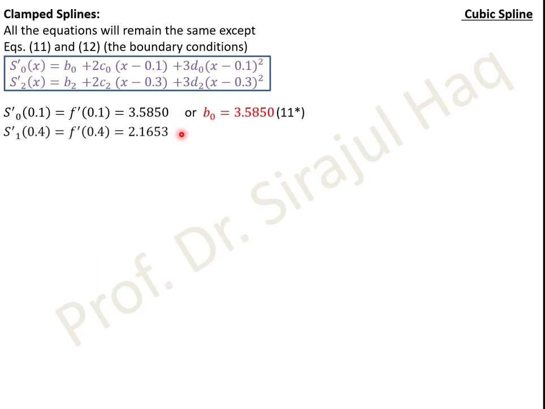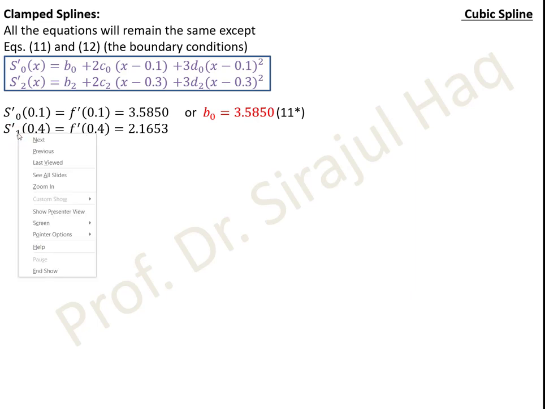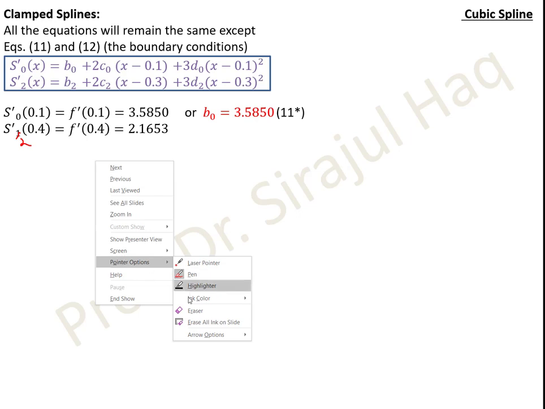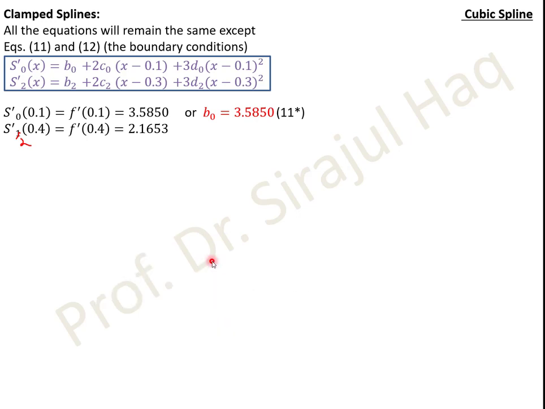Similarly, you will have, this is S2, not S1. This is S2. S2 prime at 0.4. You can see this will be B2. 0.4 minus 0.3 is equal to 0.1.